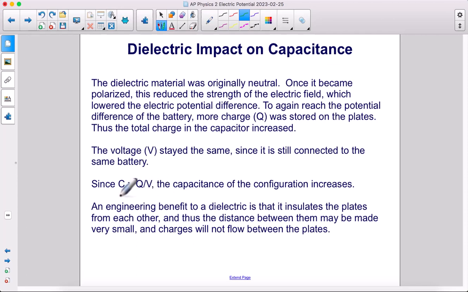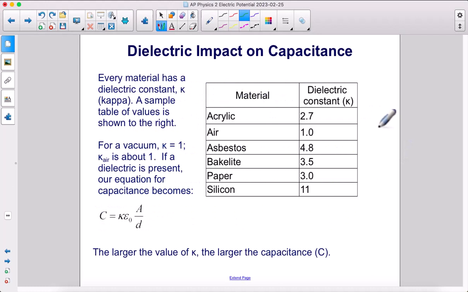An engineering benefit to a dielectric is that it insulates the plates from each other, and thus the distance between them may be made very small, and charges will not flow between the plates. Every material has a dielectric constant, kappa. A sample table of values is shown to the right. For a vacuum, kappa equals 1, and the dielectric constant of air is about 1.